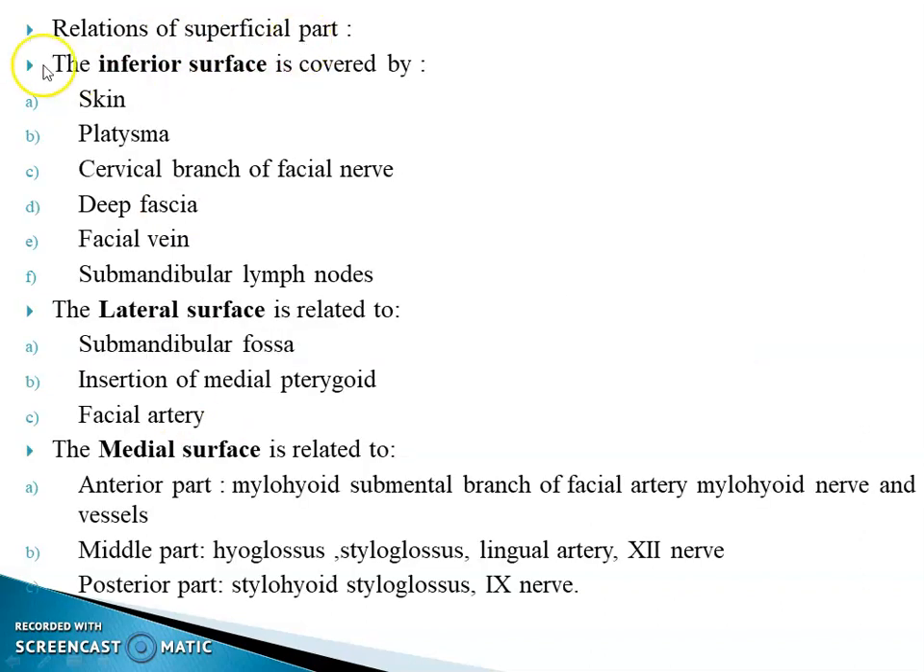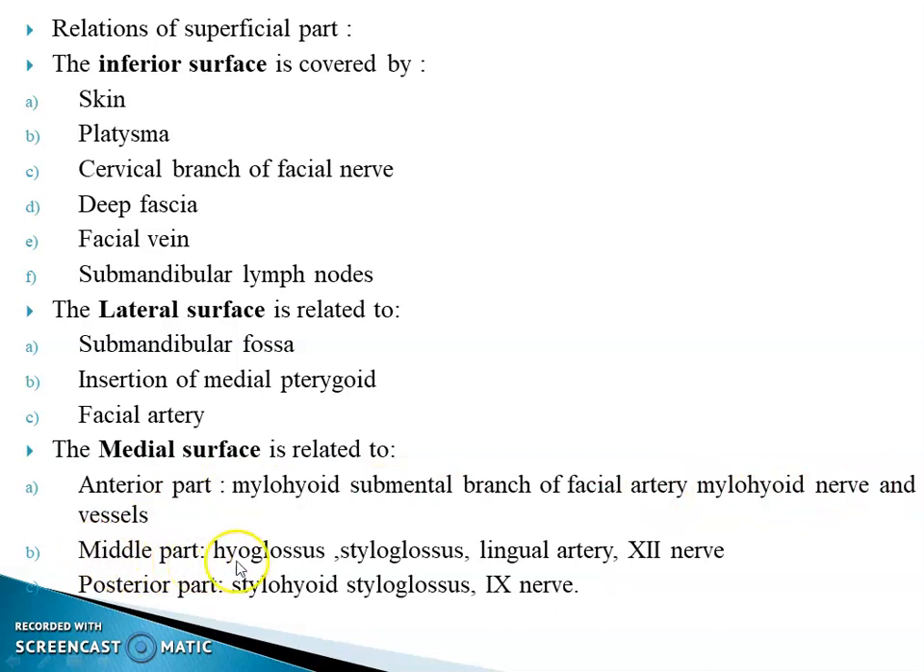Then we will see relations of the superficial part. The inferior surface is covered by the skin, platysma, cervical branch of the facial nerve, the deep fascia, the facial vein, and the submandibular lymph node. The lateral surface is related to the submandibular fossa, the insertion of medial pterygoid, and the facial artery. This medial surface, for study purposes, is again divided into the anterior part, middle part, and the posterior part. This anterior part is related to the mylohyoid muscle, the submental branch of the facial artery, the mylohyoid nerve, and vessels.